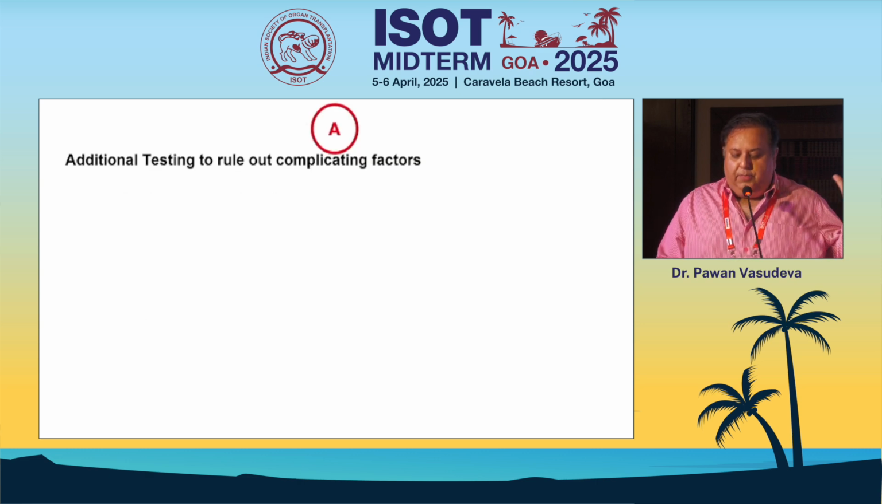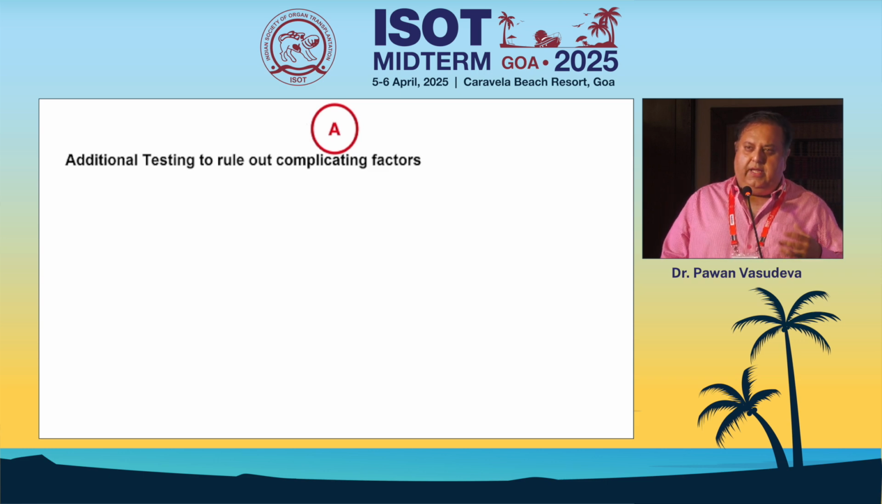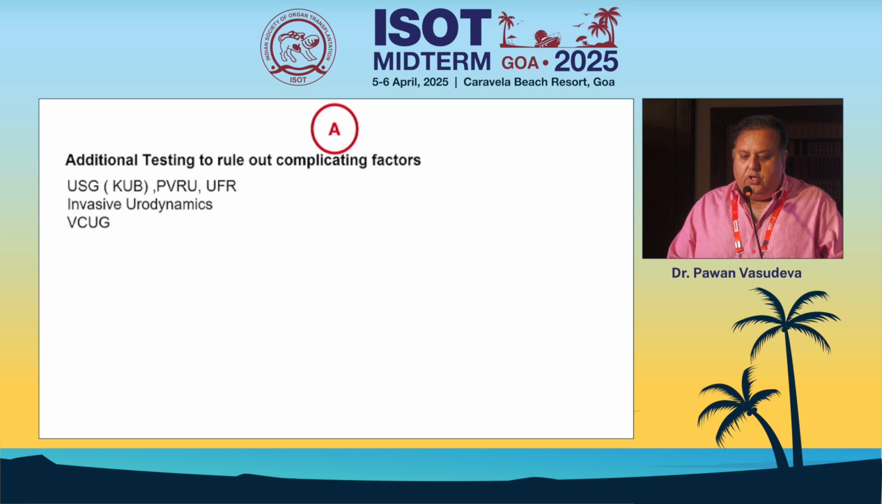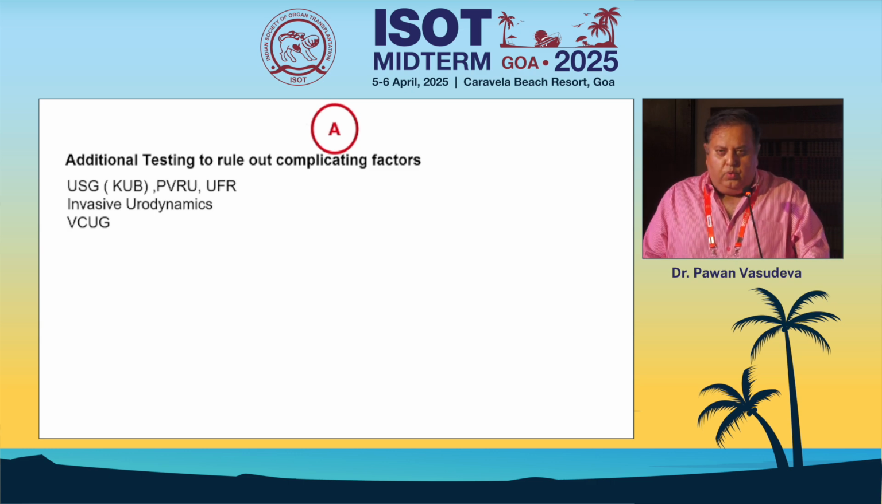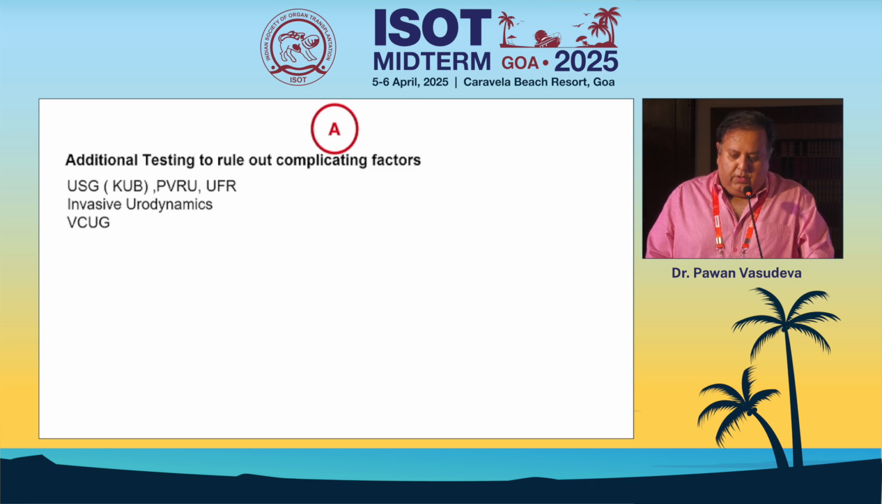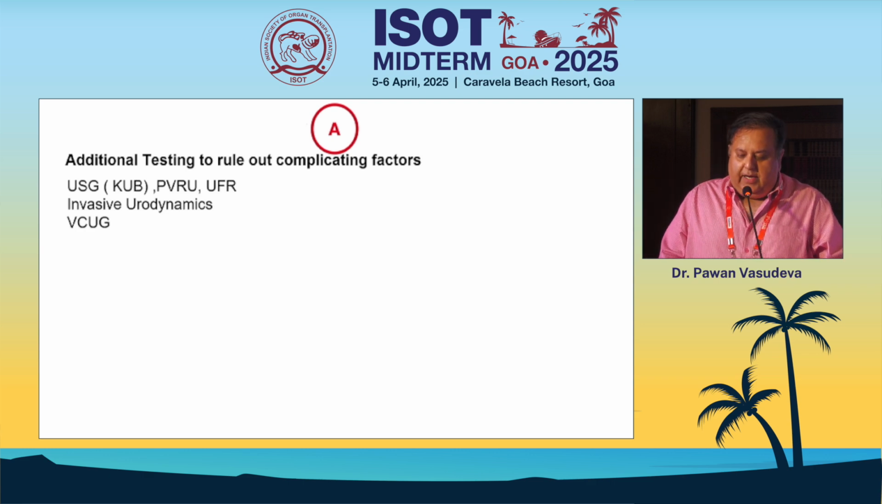Coming to A: so B was the general stuff, C was the non-antibiotic and antibiotic measures, and then coming to A, which means if somebody is having recurrent infections, is there a cause for that infection? Usually we would do an ultrasound, post-void residual urine and uroflowmetry to see if there is anything. Some patients would in addition require invasive urodynamics or a VCUG.